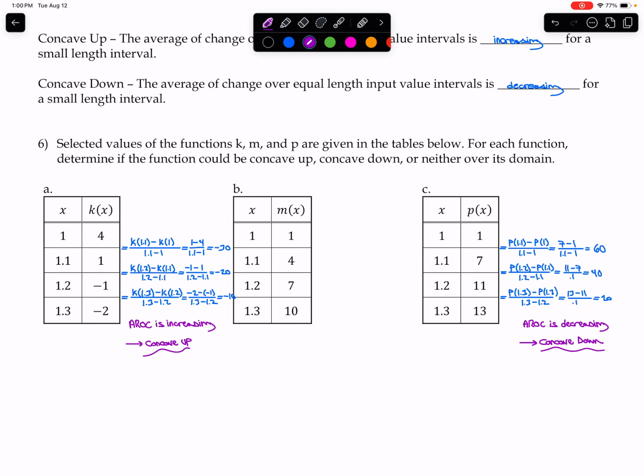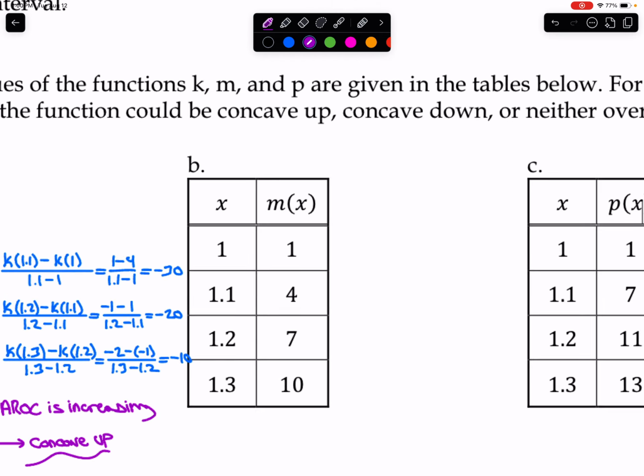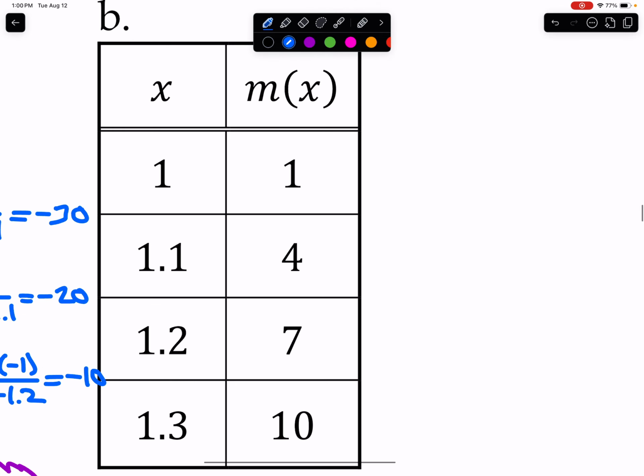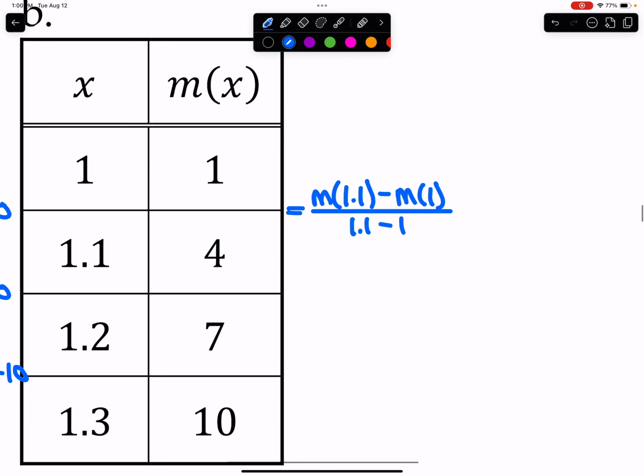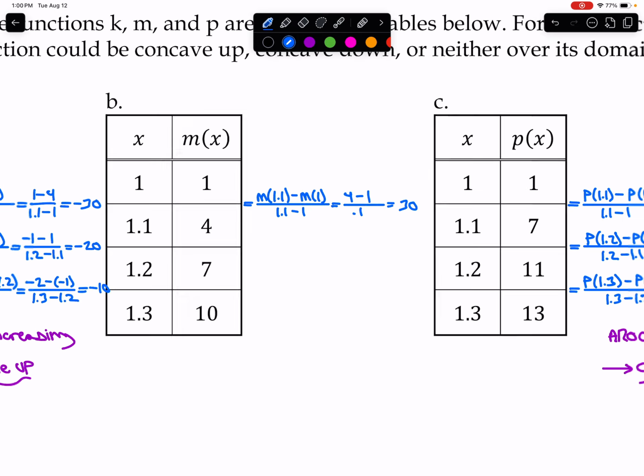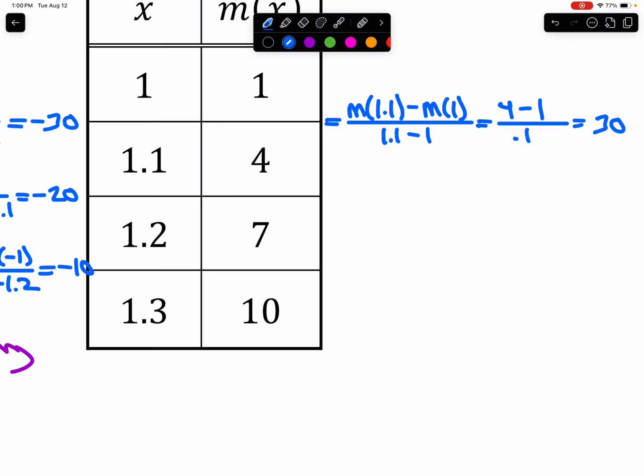All right, now I'm going to go back to part B and see what happens here. So when I do my average rate of change, now we're working with the letter M. So I'm going to do M of 1.1 minus M of 1 over 1.1 minus 1. So that's going to be 4 minus 1 over 0.1, which is going to be 30. Yep, I'm always going to double check myself.